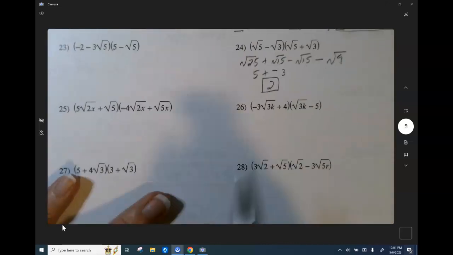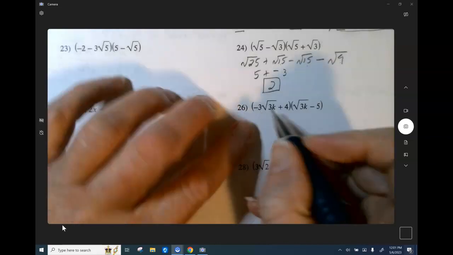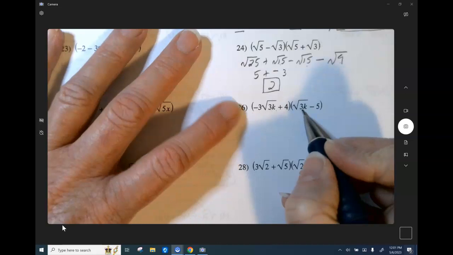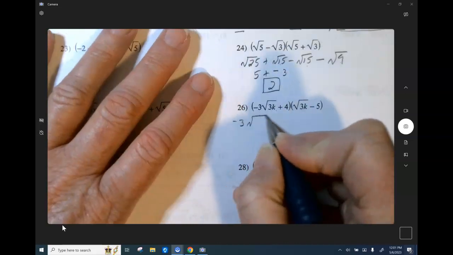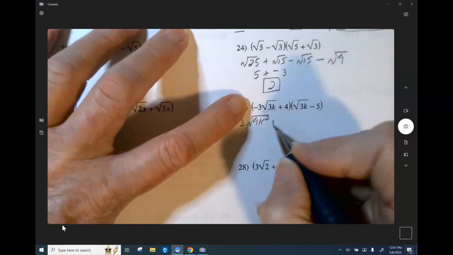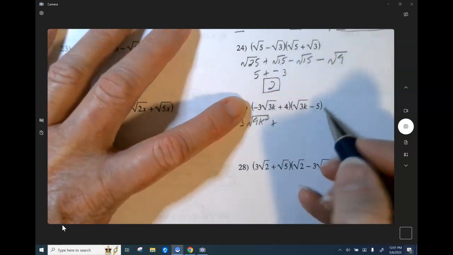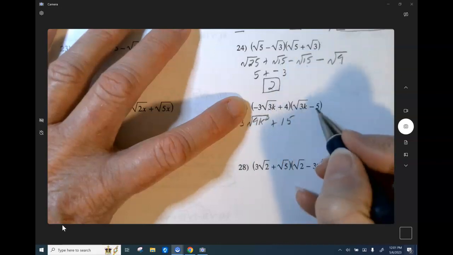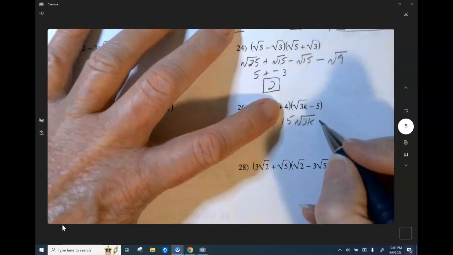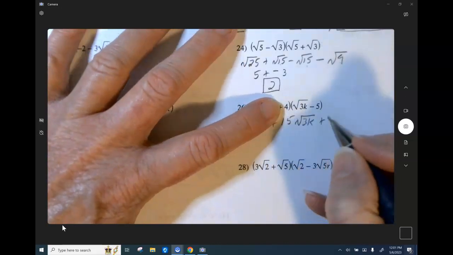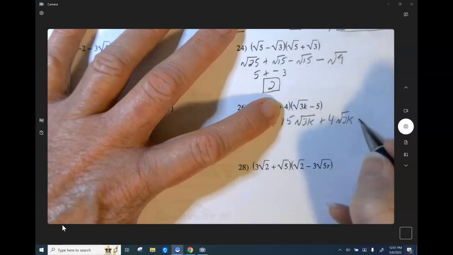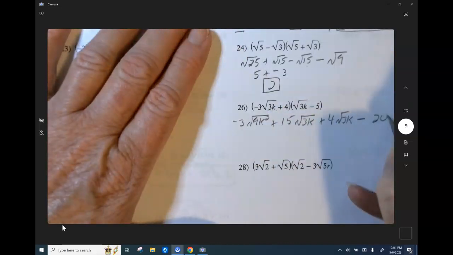Okay, here we go. On number 26, we're going to multiply again. So negative 3 square root 3k times square root 3k is negative 3 times the square root of 3 times 3, which is 9, k squared, plus, because I'm taking a negative 3 times a negative 5, 15, because they're both on the outside, square root 3k. Now, I'm going to take the 4 times everything, so I'm going to distribute again. So 4 square root 3k minus 4 times 5, which is 20.